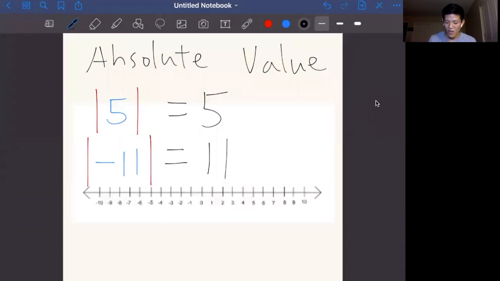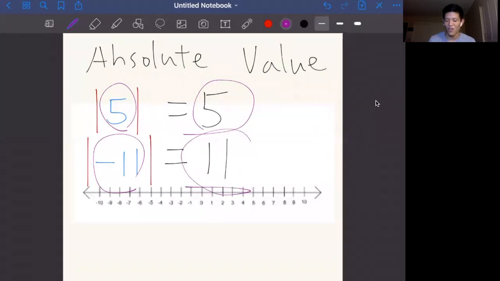Remember that, okay? So inside the absolute value, you might see a negative number, but it's gonna be equal to a positive number, okay? So when you see a positive number inside absolute value, the answer is simple. You write the same thing, right? But if you see a negative number inside absolute value, change it into a positive number to say the answer, okay?